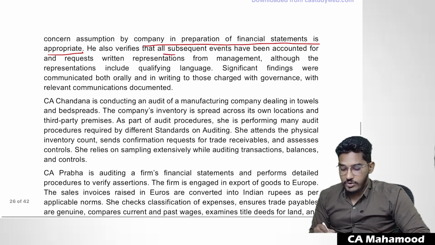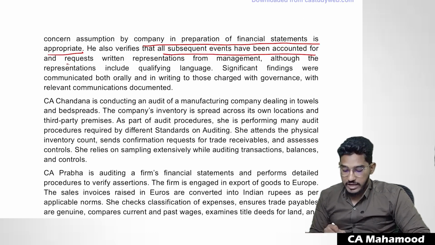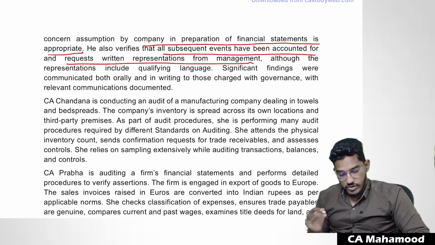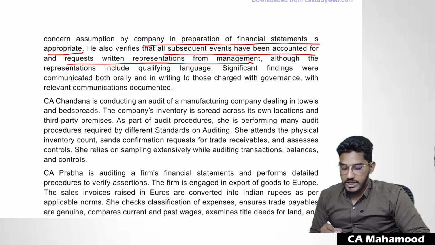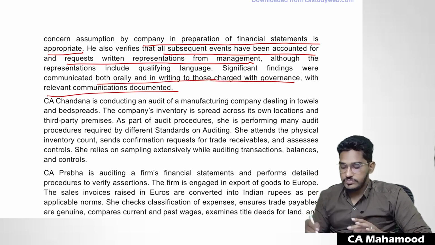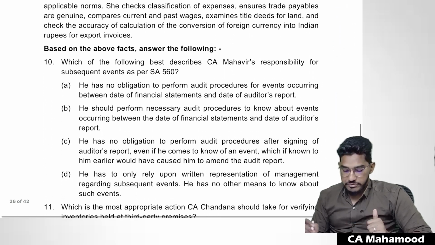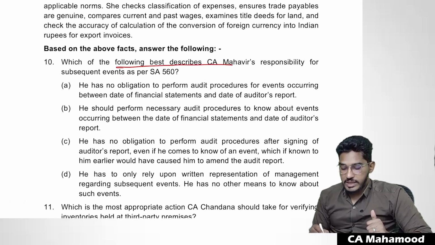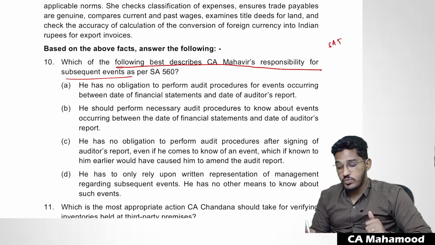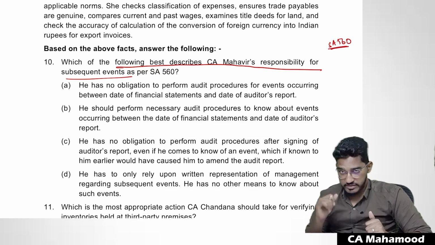He also verifies that all subsequent events have been accounted for and requests written representation from the management, although the representations include qualifying language. Significant findings were communicated both orally and in writing to those charged with governance, with relevant communications documented. So SA 560 and 570 related points they have told. Regarding this, they have a question. Which of the following best describes CA Mahavir's responsibility for subsequent events? When it comes to subsequent events, what are the auditor's responsibilities as per SA 560?